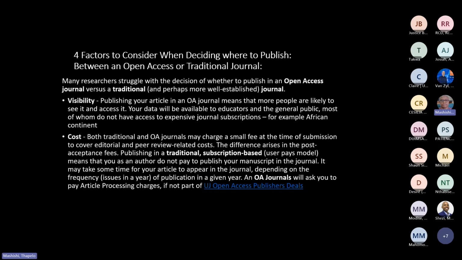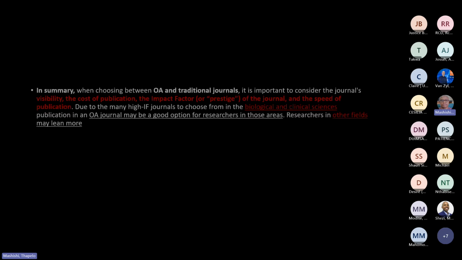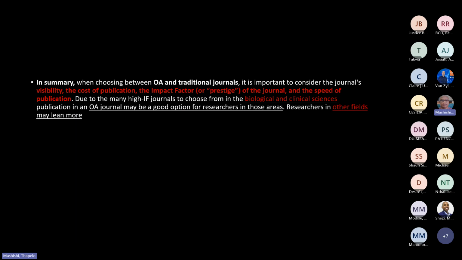Both traditional and open access journals may charge a small fee at the time of submission to cover editorial and peer-review related costs. The difference arises in their post-acceptance fees. Publishing in a traditional subscription journal, based on a user-pays model, means that you as an author do not pay to publish your manuscript. It may take some time for your article to appear in a journal, depending on the frequency of issues in a year. An open access journal will ask you to pay article processing charges if you're not part of the UJ open access publishing deals.